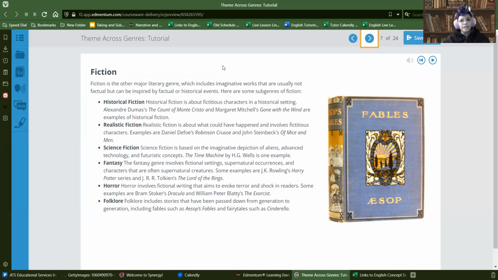Realistic fiction is basically when you write a story about someone who's made up in a time that's made up, but it's something that could have happened in real life. So when you're reading stories about people who have a dream to be a doctor or have a dream to run their own business and stuff like that, that can be realistic fiction.